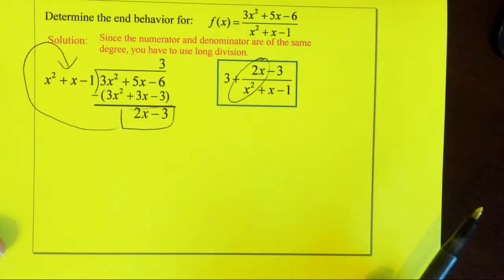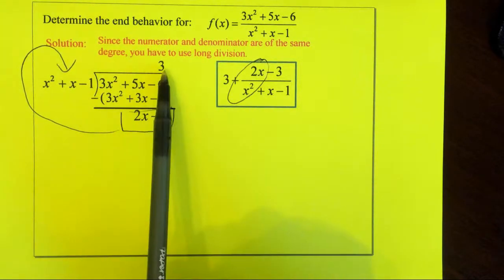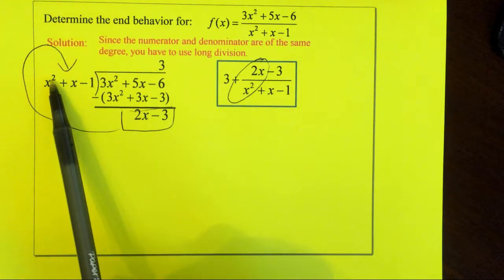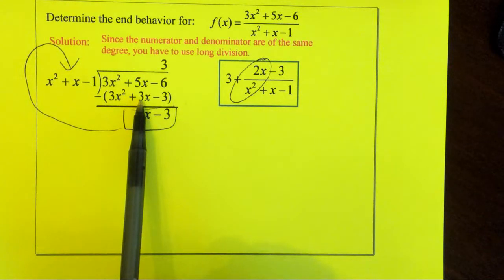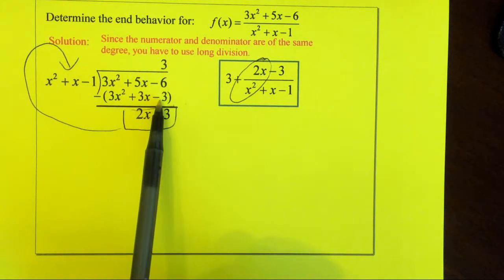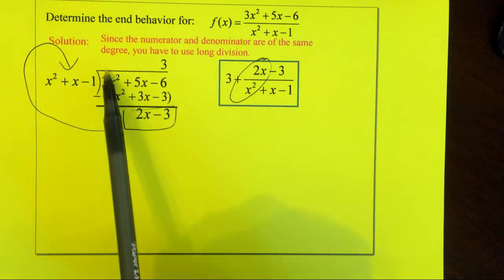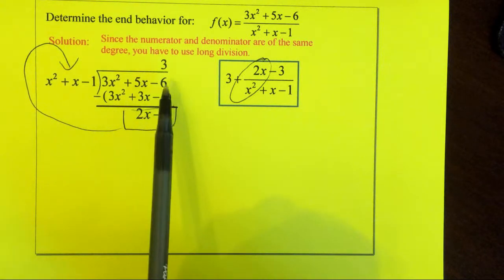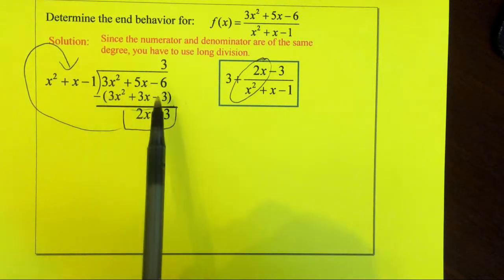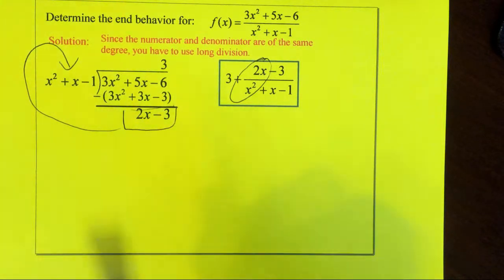If I divide x squared into 3x squared, it goes 3 times. 3 times x squared is 3x squared. 3 times x is 3x. 3 times negative 1 is negative 3. And then just like we did the other day, we're going to subtract. These will cancel. 5 take away 3 gives me 2. Negative 1 minus a negative 3 is like negative 1 plus 3, which is 2.